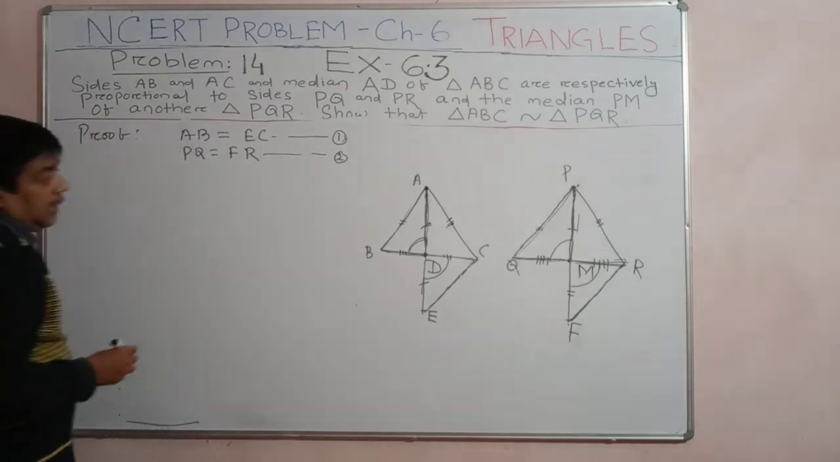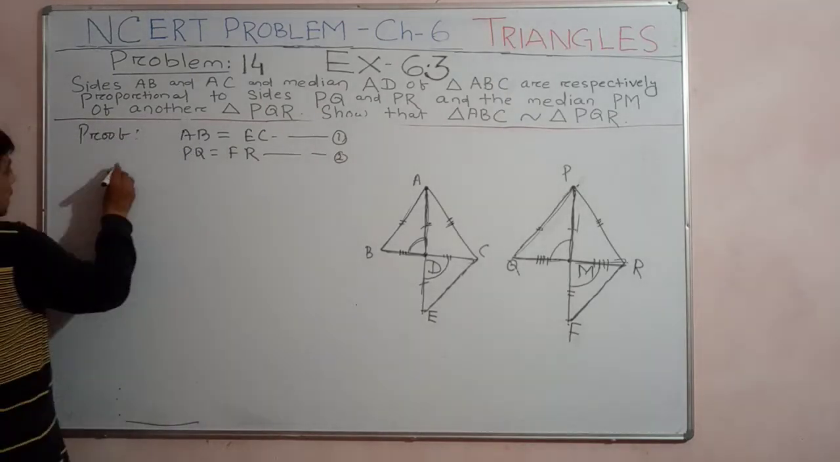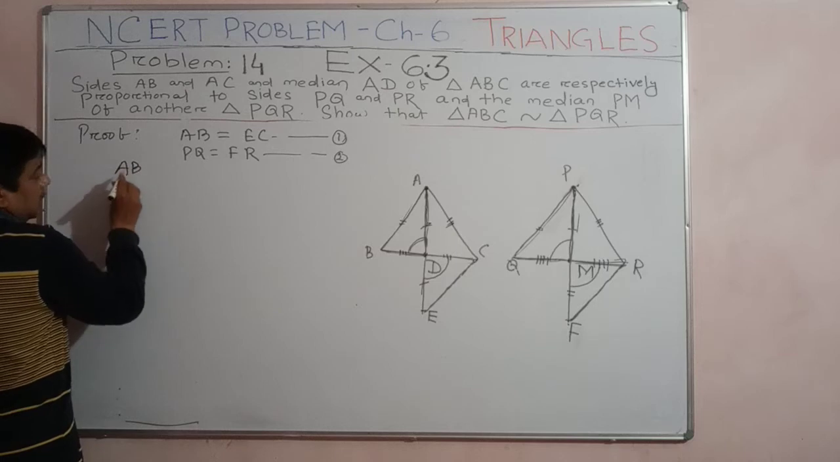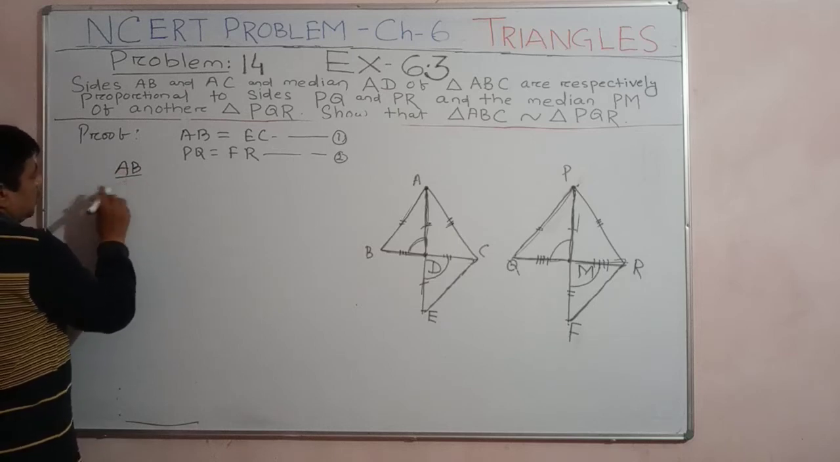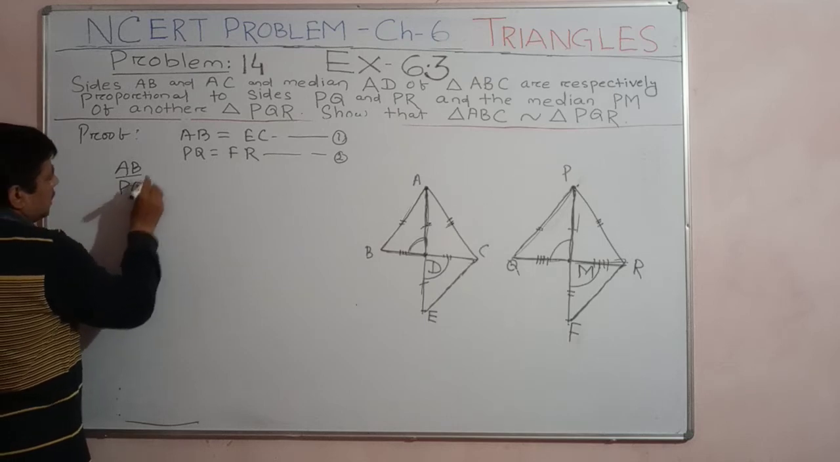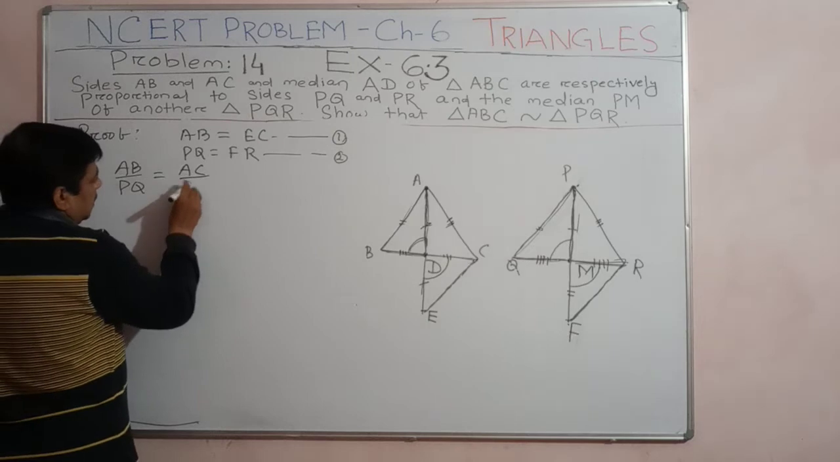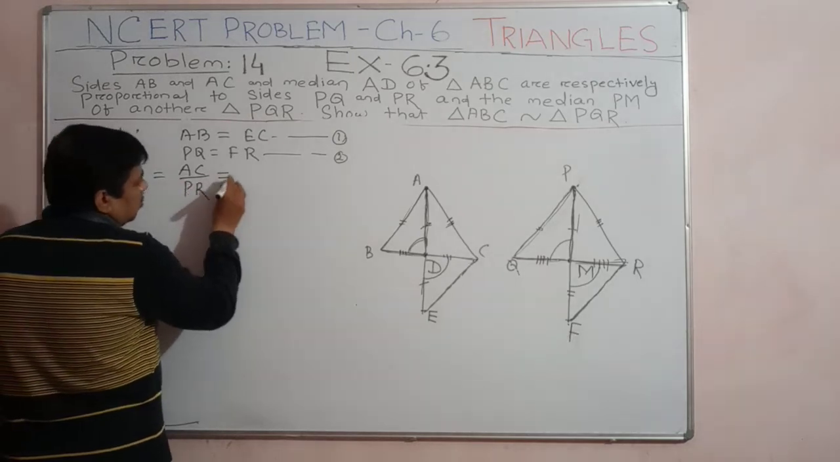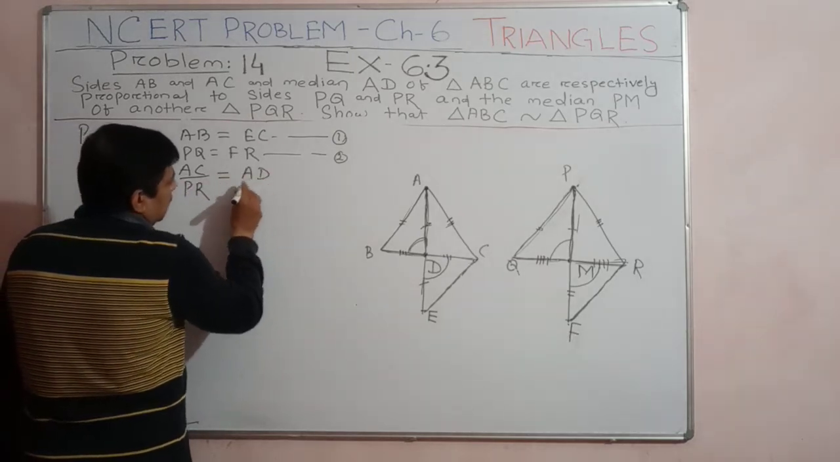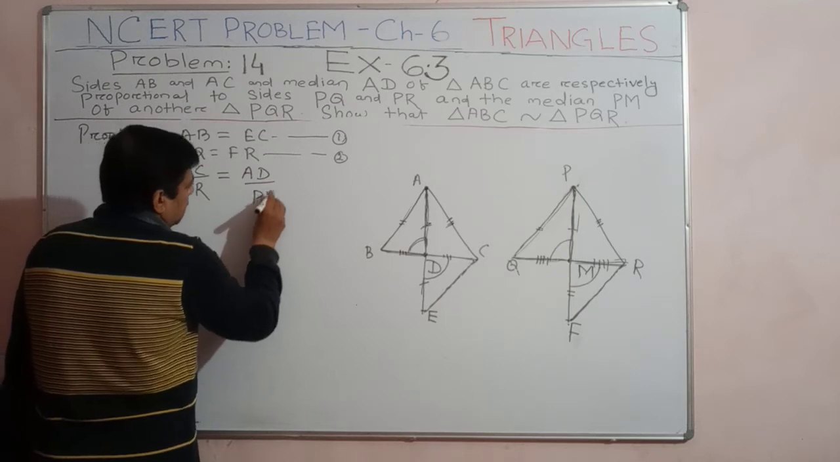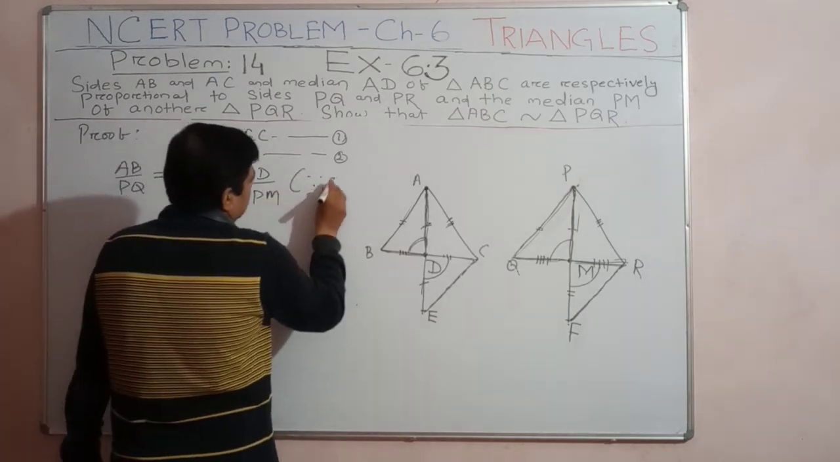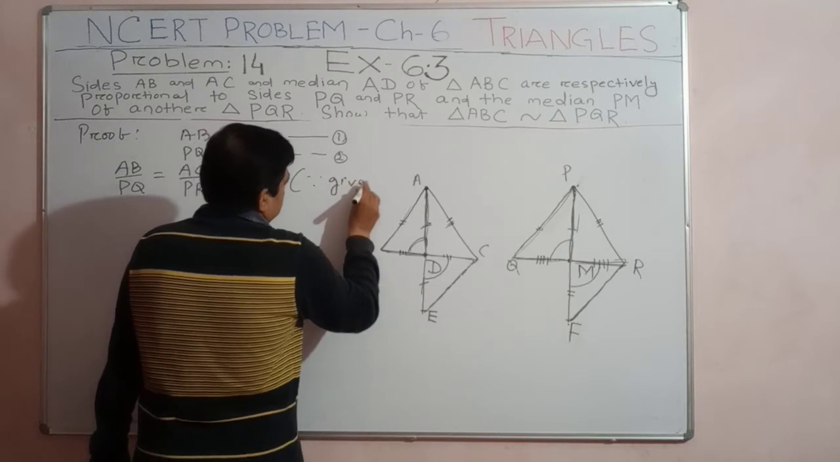But what is given? AB upon PQ is equal to AC upon PR, and equal to AD upon PM. Is it given or not? Since it is already given according to the statement, it is given.